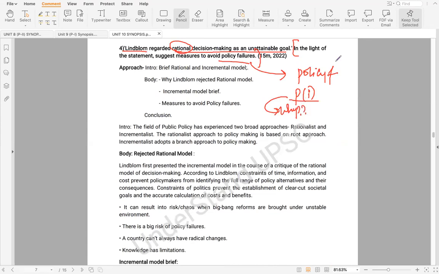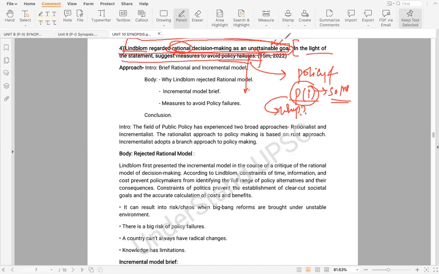The generic points that you have on policy implementation as a failure, you give us the solutions for it. This is the main part of the question. Try to link it with how rational decision making is an unattainable goal. You just have to give a couple of lines on this thesis statement, which is that rational decision making is regarded as an unattainable goal. However, the main demand still lies here.